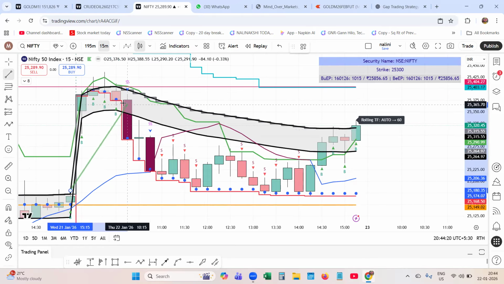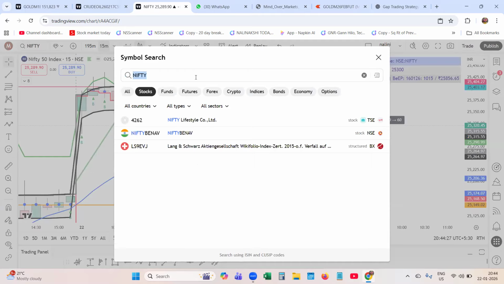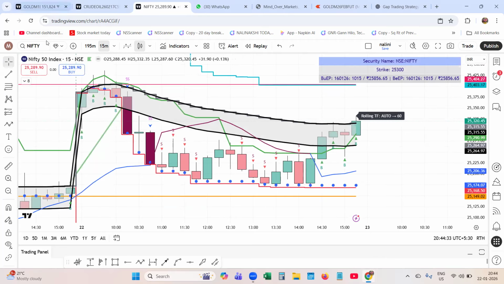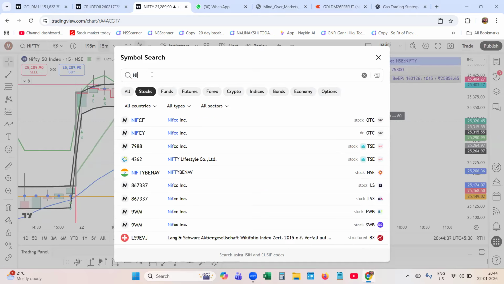Many times it happens like this, and in the live market I'll show you the same thing which is happening in the stock Google, the same type of price behavior. One minute. Let me go to the stocks. Let me type in Google.